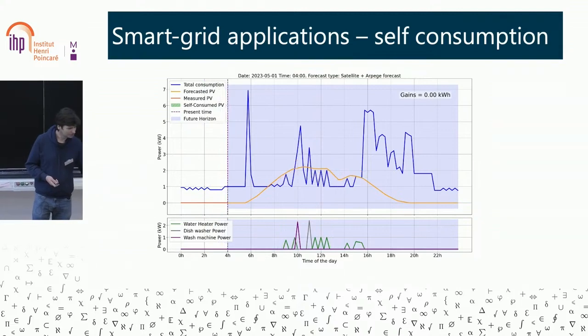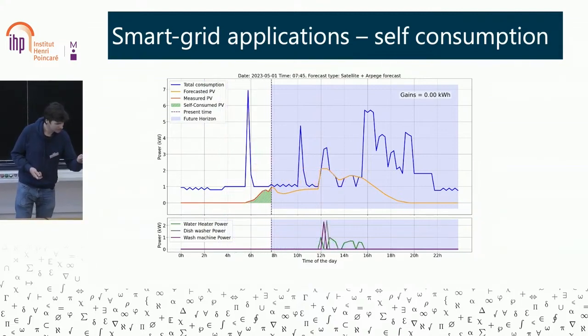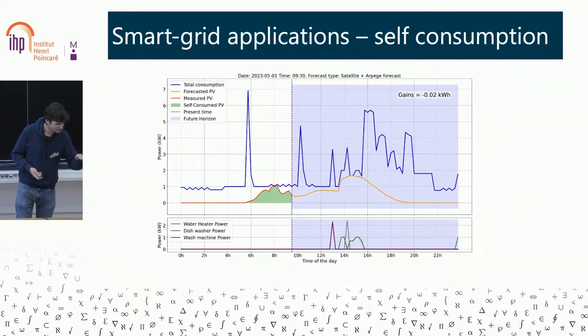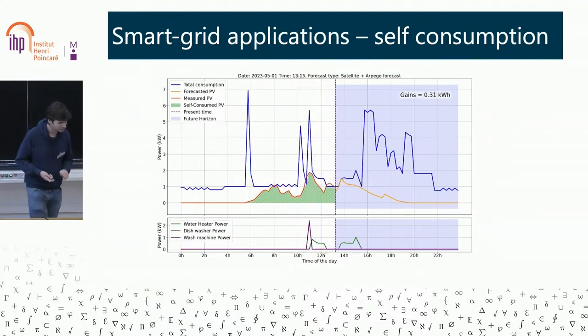So look at the orange and yellow curve. The satellite forecast a cloud coming, and the orange curve says, yes, it was quite real.